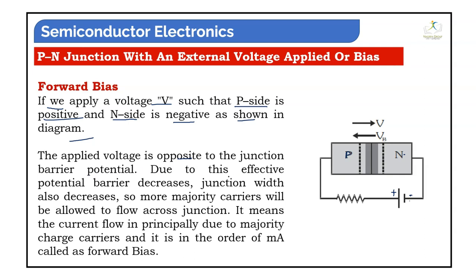Due to this, the effective potential barrier decreases. Junction width also decreases, so that more majority carriers will be allowed to flow across the junction. It means the current flow is principally due to the majority charge carriers, and it is of the order of milliamperes.